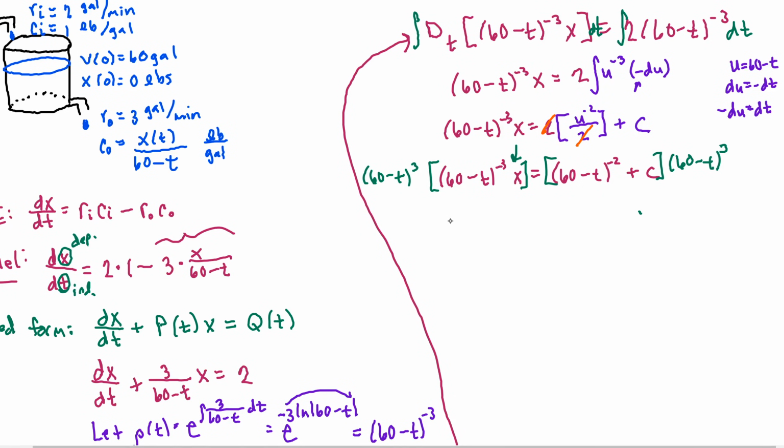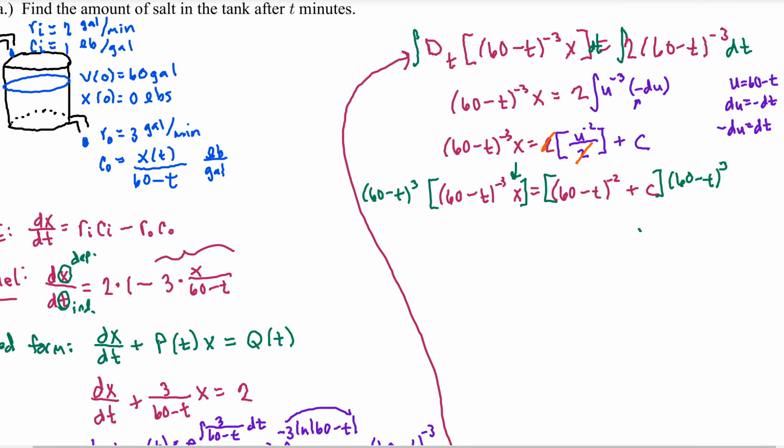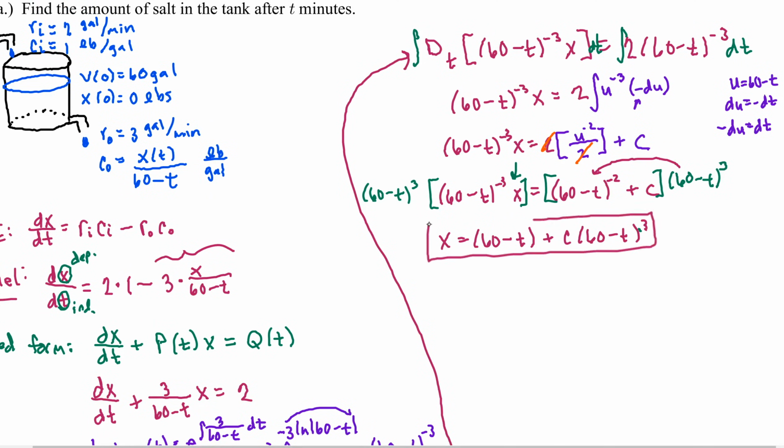So our explicit general solution then is x equals, let's distribute here, adding those exponents, we'd end up with 60 minus t to the first power plus c times 60 minus t to the third power. This is our general solution. Woohoo, we made it. So we constructed the model and then we solved it with an integrating factor.